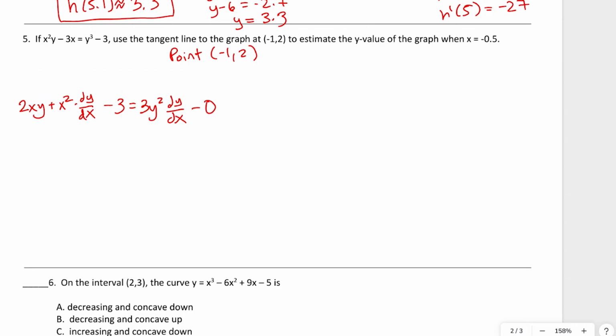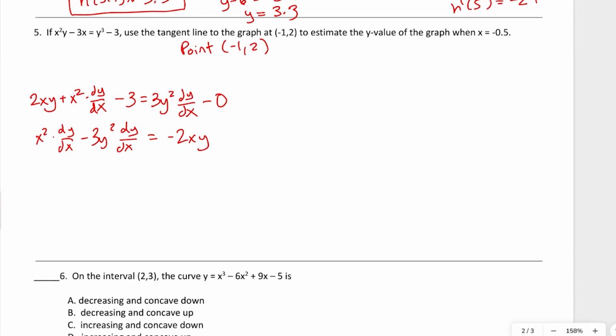So if I'm trying to solve for dy dx, I'm going to move all the terms that have dy dx to the left-hand side, and all the terms that don't have dy dx, I'm going to move to the right-hand side. Oops, sorry, not minus x squared, not sure what I'm doing there, plus 3. So now to isolate dy dx, I'm going to factor it out as though it's a greatest common factor. And then I'm going to divide both sides by the x squared minus 3y squared.